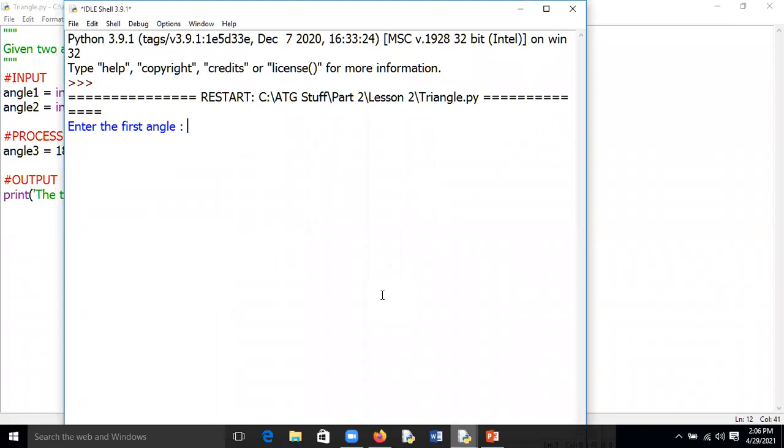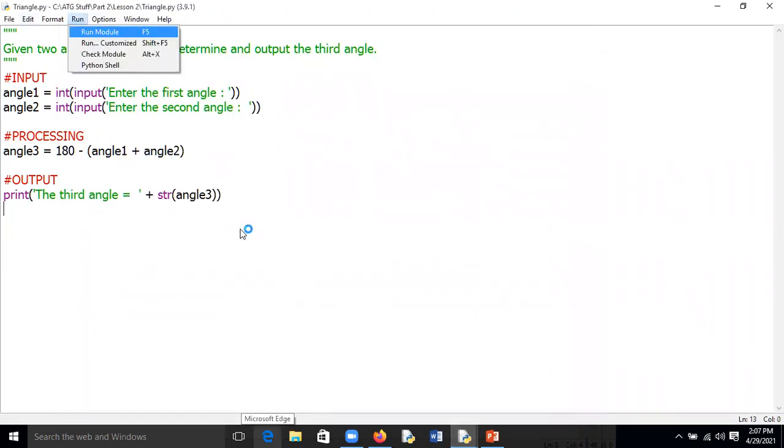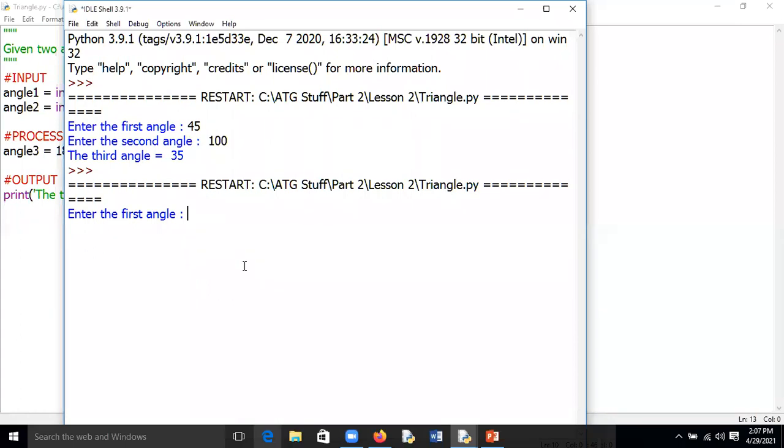Right, so let's assume we go with 45. The first angle is 45 and the second angle is 100, right? The remaining angle will be 35. Now, if you add 100 plus 45 plus 35, you're going to get 180. If we run it one more time, try different angles, and we could go with 23 and 69, and we'll end up with 88.